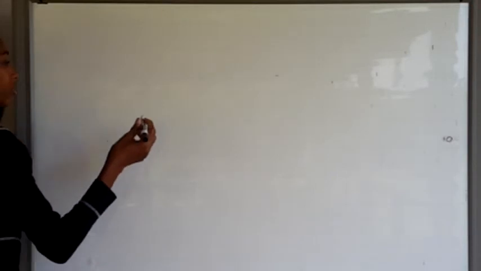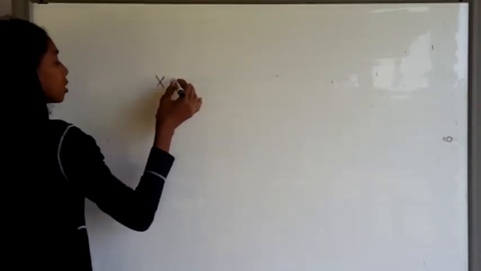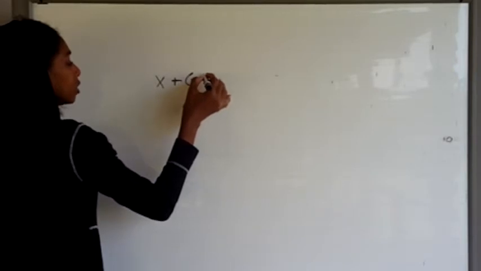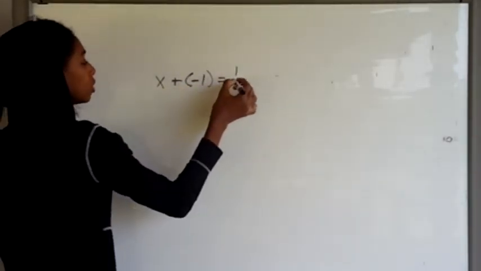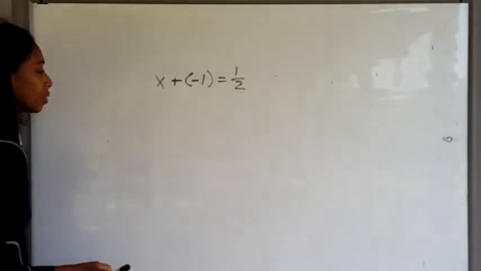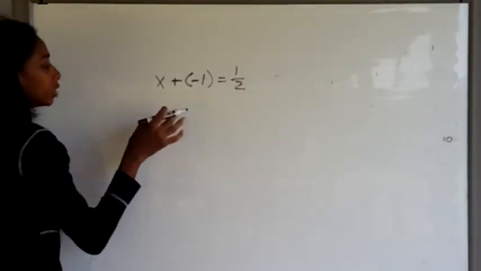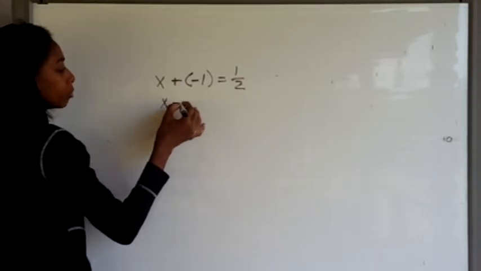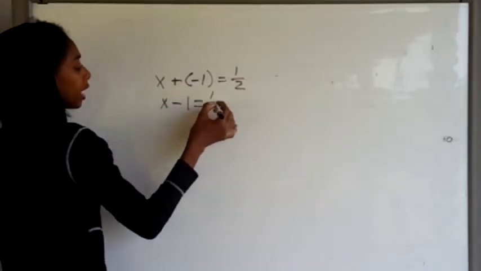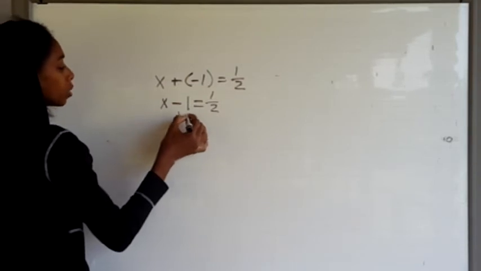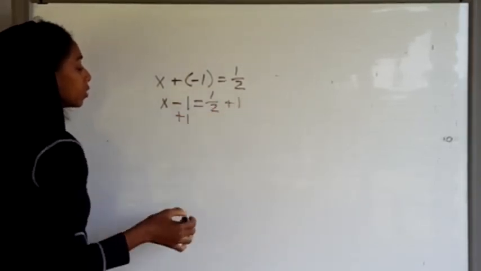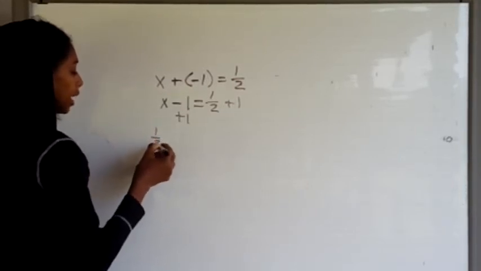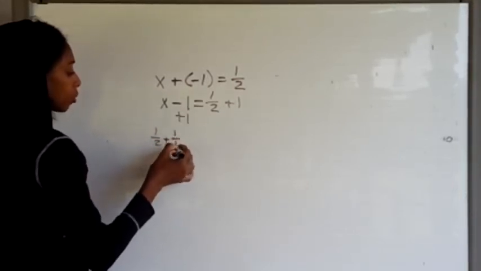Alright, so we have x plus negative 1 equals 1/2. Then, again, we're adding a negative, that's like subtraction. So we do x minus 1 equals 1/2. So then we add, so plus 1 plus 1. So it's going to be 1/2 plus 1, or 1 over 1.